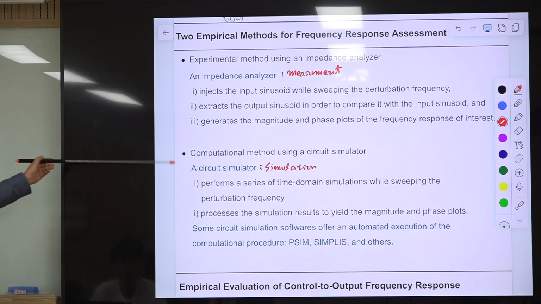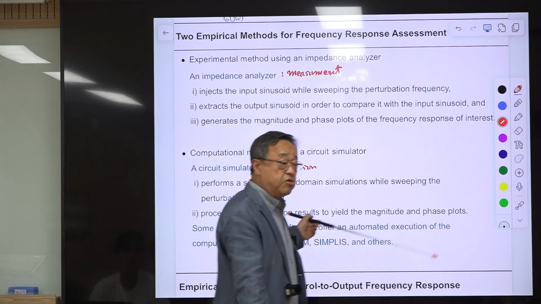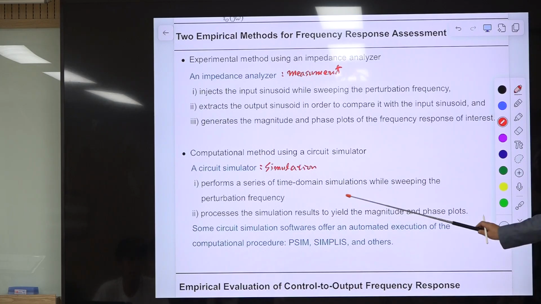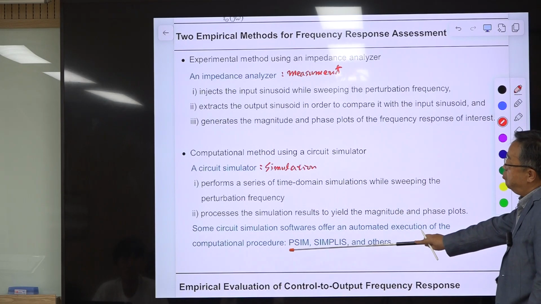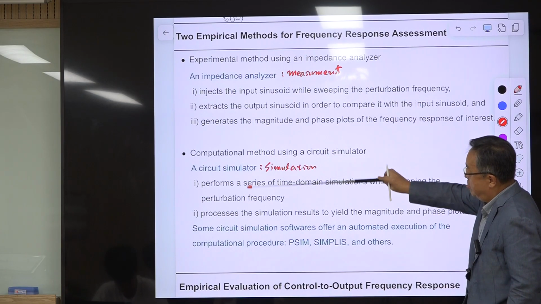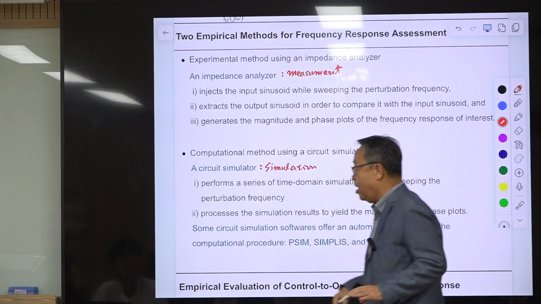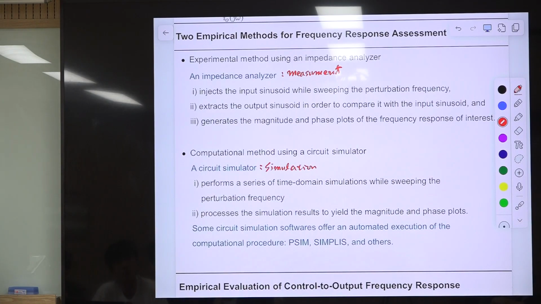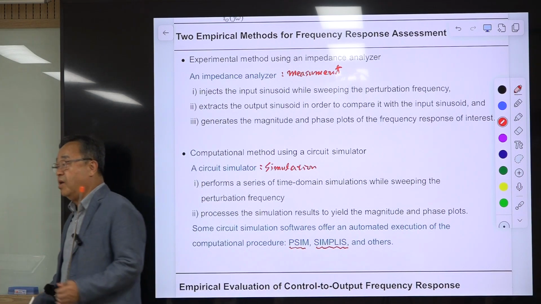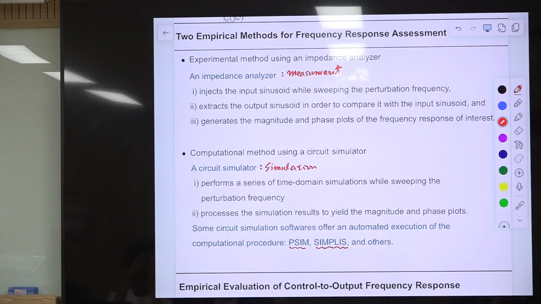You can read this, okay. We discussed this several times, I don't want to repeat them. But the software, the PCM, is providing the automatic procedure of this computational method. And simplest is another one. This one is cheap and handy. This one is expensive and not user friendly. So I decided to use this. The prime reason for that is there is a license free copy available for anybody.